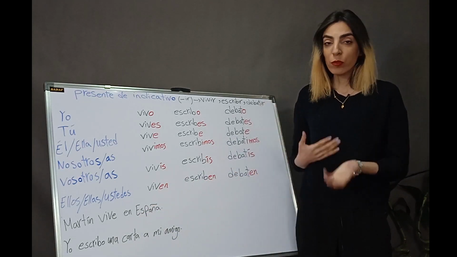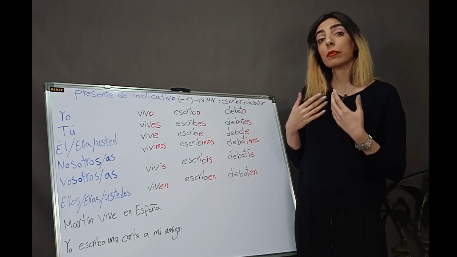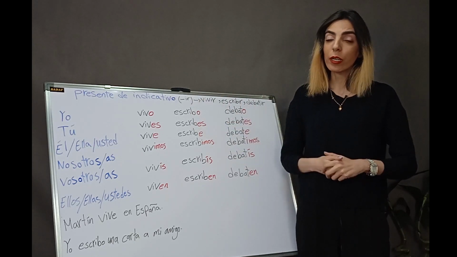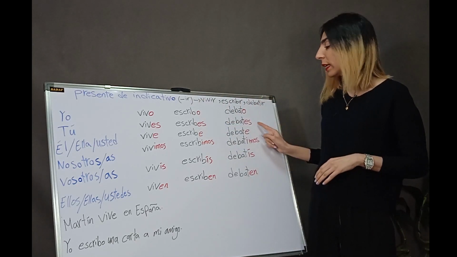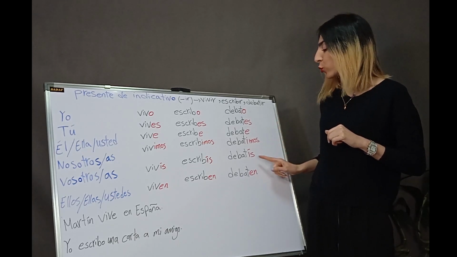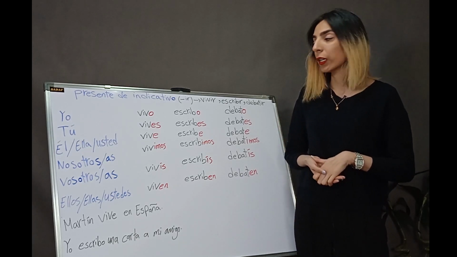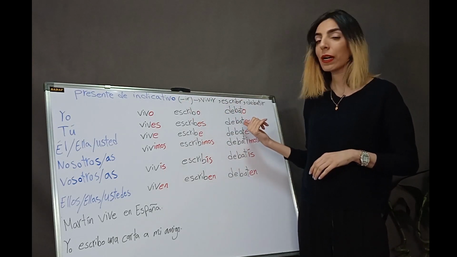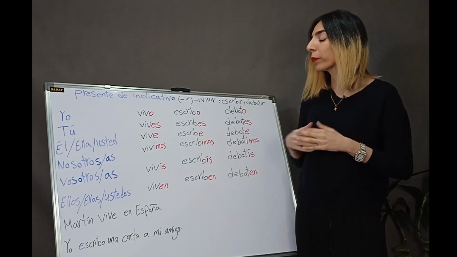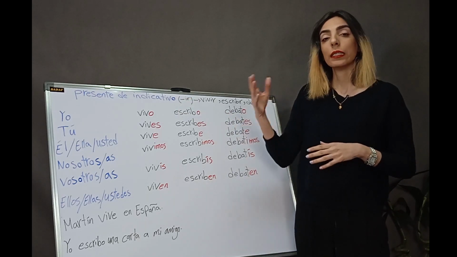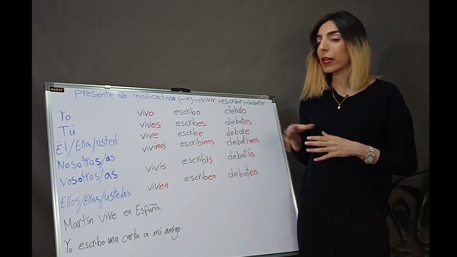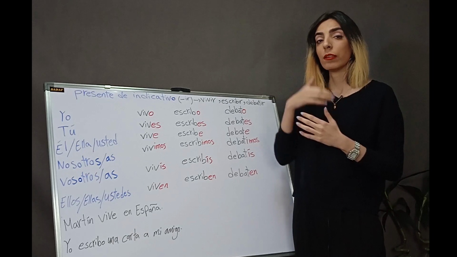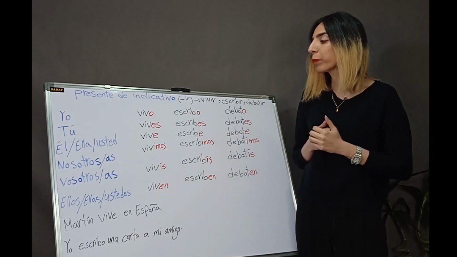So, next verb is debatir. Debatir means debate. First of all, we have to delete IR at the end of the verb and we have to add O, S, E, imos, is, N at the end of the verb. So, yo debato, I debate. Tú debates, you debate, singular form. Él debate, he debates. Ella debate, she debates. Usted debate, you debate, the formal form of tú and singular.